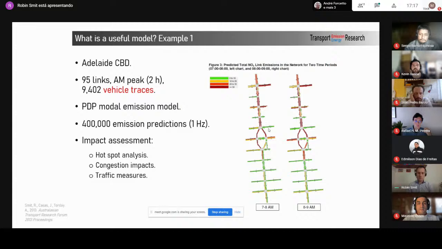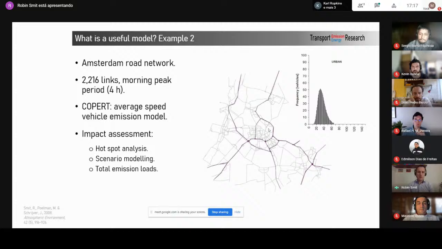Another example is for a slightly larger road network, more strategic level. This is a network in the Netherlands when I was working there in Amsterdam. You can see there are many more road links in there, and slightly larger time periods. In this case, we used Copert and Versit Plus. Copert is an average speed model that expresses emissions as a function of average speed in grams per kilometer. And they're quite easy to combine.